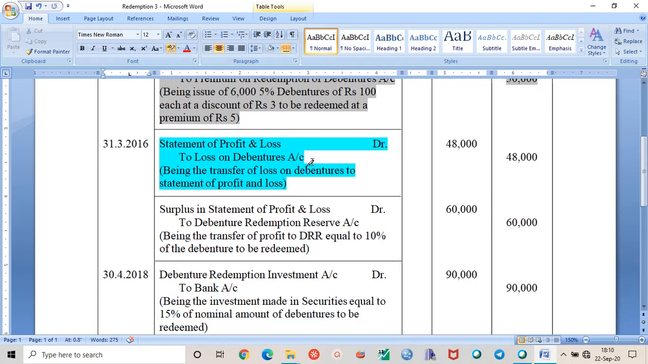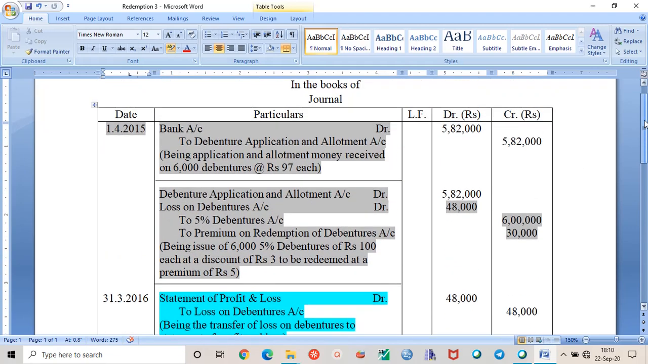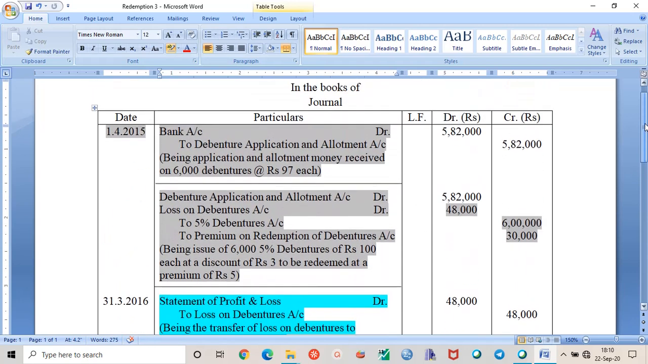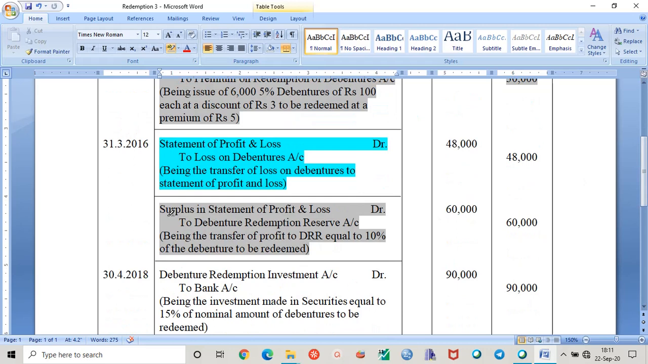Now nothing has been said in this particular question regarding the creation of DRR. So what we do in this case is that on the closing date of the first year, we will transfer some amount of profit to DRR, which equals 10% of the debentures to be redeemed. The full face value is 6 lakh, right? So 10% of 6 lakh will be 60,000. So this is your entry: surplus in statement of profit and loss, debit to debenture redemption reserve account, 60,000. This is your transfer entry.